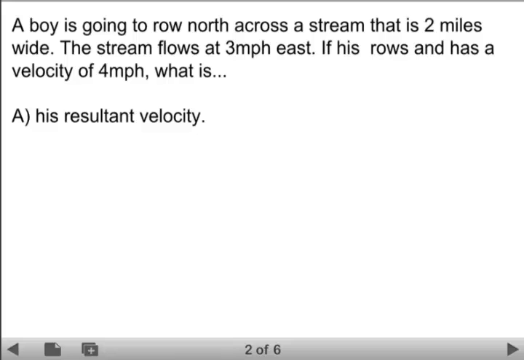The boy is going to row north across the stream that is 2 miles wide. The stream flows at 3 miles per hour east. If he rows and has a velocity of 4 miles per hour, what is his resultant velocity?